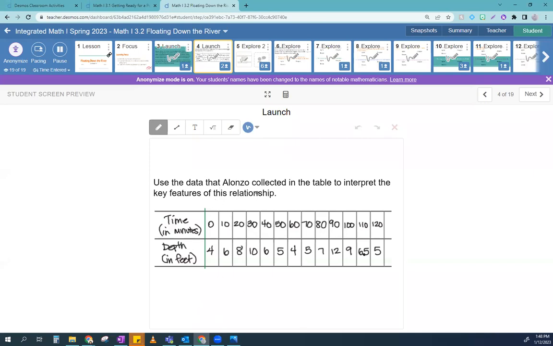So use the data that Alonzo collected in the table to interpret the key features of this relationship. So here's the data. Everybody good with my data? Very good. Let me grab something really quick.